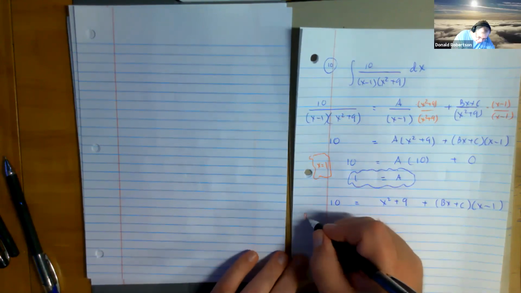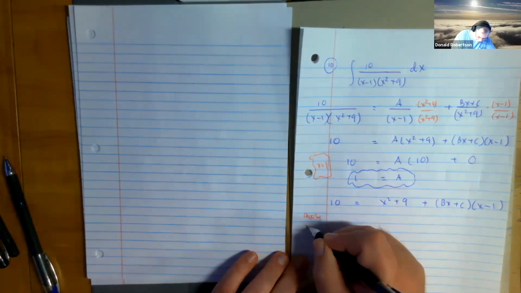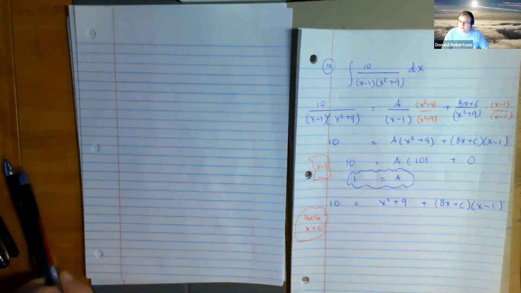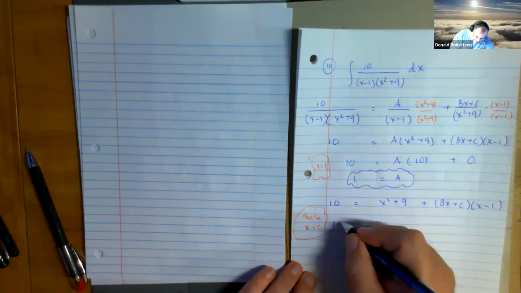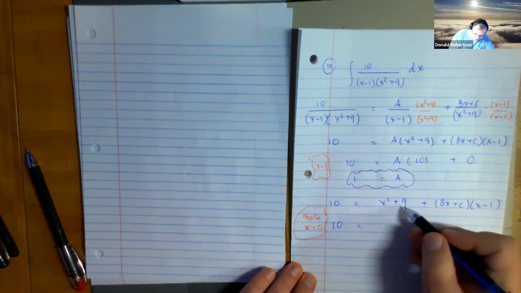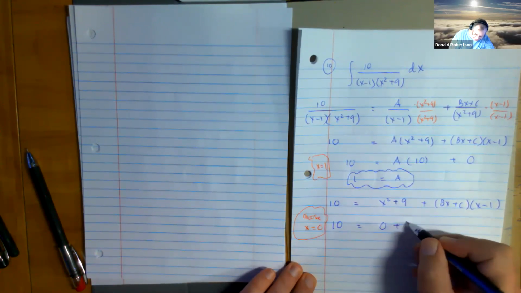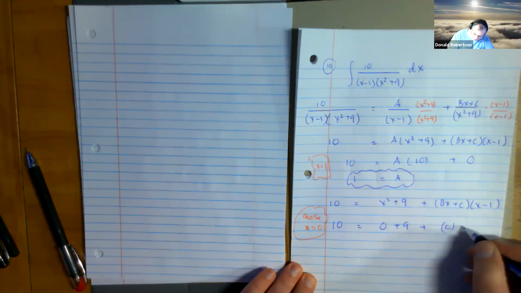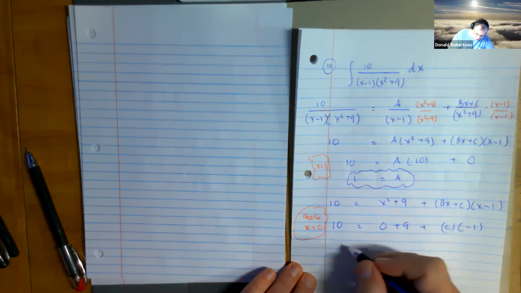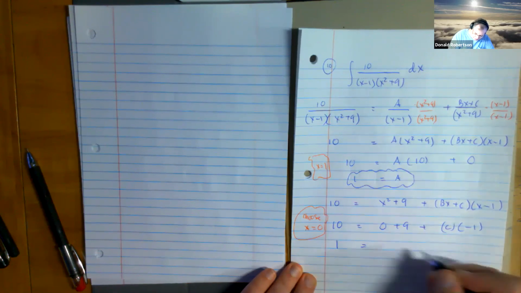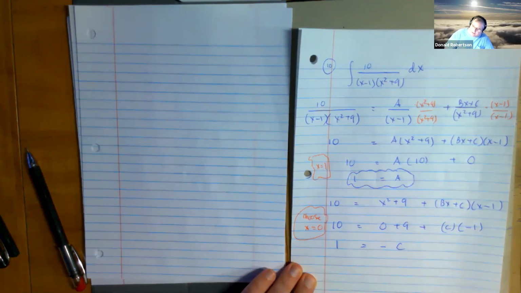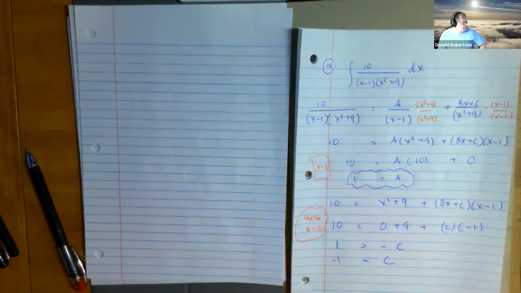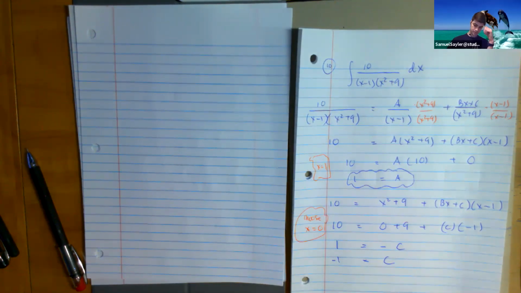Okay, who are we going to choose now? 0. Very common, very correct. So 10 is going to be nothing squared plus 9, so I'll call it nothing plus 9, plus nothing plus c, which is c, and nothing take away 1 is negative 1. So I got that, which gives me, I believe, c is negative 1. Yep. Okay.